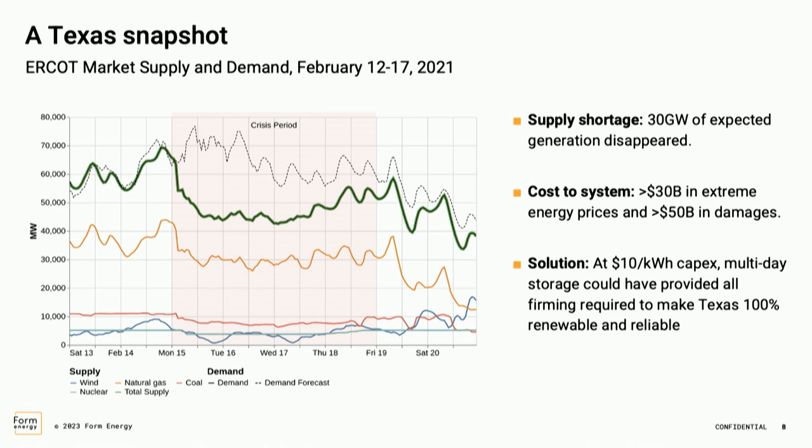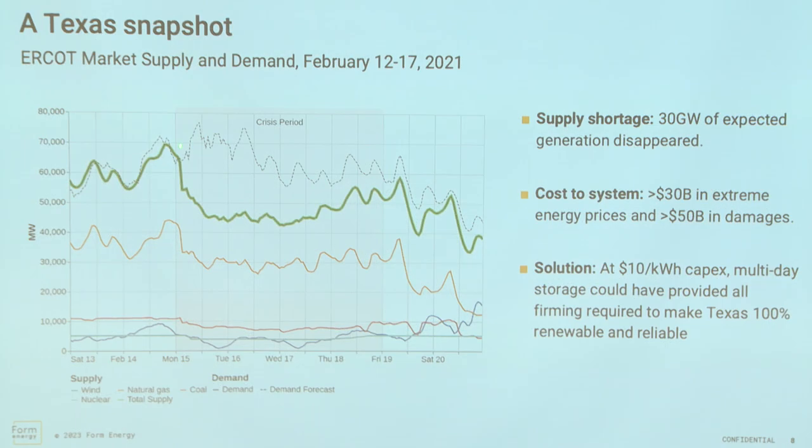30 gigawatts, what does that mean? That's a huge fraction of the total electricity generating capacity in the state of Texas that just disappeared because of a weather event. This is plotted here: the dashed line is what was predicted, what the grid operator was planning for, what they expected they would have available to them. And the green line is what they actually had available to them.